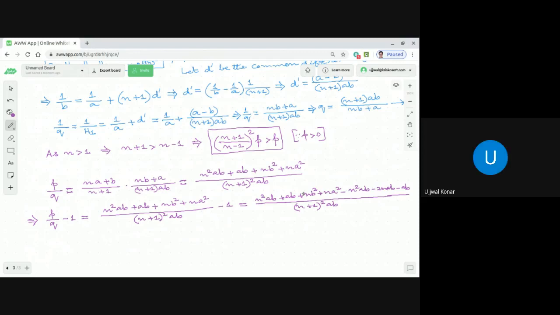So if we do this, n square ab got cancelled. ab and minus ab got cancelled. And then what we will end up with is n square plus n square minus 2nab. Correct? So from here, p by q minus 1 is equal to, if we take n common, a square plus b square minus 2ab, divided by (n plus 1) whole square into ab.